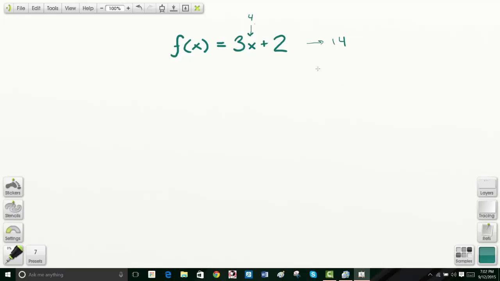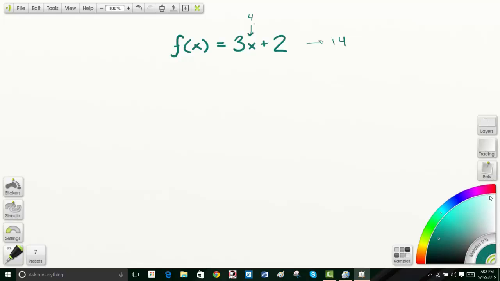So an inverse function should do the opposite. If inputting 4 into this equation gives me 14, then I should be able to find an inverse that will take 14, stick it in, and I will get out 4. So it will do the opposite. f of x takes 4 and turns it into 14. An inverse function should take 14 and turn it into 4.